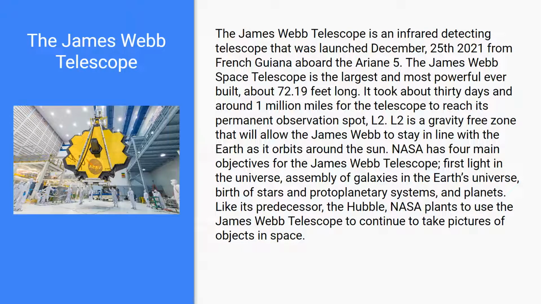NASA has four main objectives for the James Webb Telescope: first light in the universe, assembly of galaxies in the universe, birth of stars in protoplanetary systems, and planets. Like its predecessor, the Hubble, NASA plans to use the James Webb Telescope to continue to take pictures of objects in space.